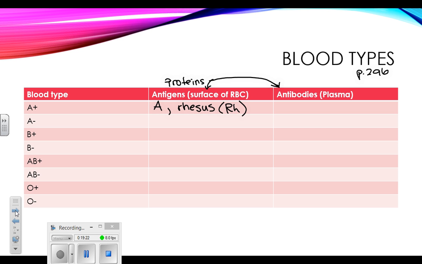What do I have in the plasma of my blood? I have antibodies. An antibody's job is to attack things. So I definitely don't have antibodies for the proteins I have. I should write it like this. I have anti-B. I don't have B on my red blood cells, so I have the antibodies to attack them. Now, if I have A negative blood, I have A antigens on the surface, and then in my plasma, I have anti-B and anti-RH.